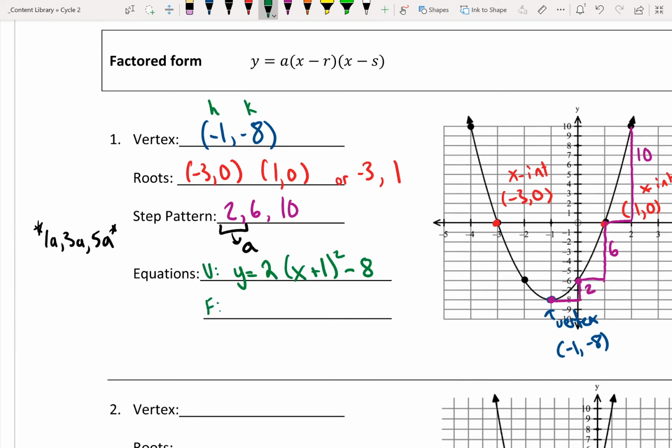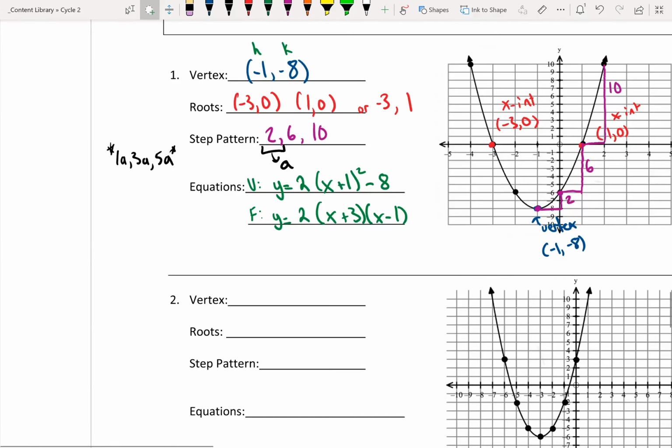So that's my vertex form. My factored form, y equals a, which is 2, (x, and then my one x-intercept, but the opposite. So in this case, plus 3) times (x, and then my other x-intercept, but the opposite, so minus 1). And that's your two forms. We'll go through the second example just to confirm that.